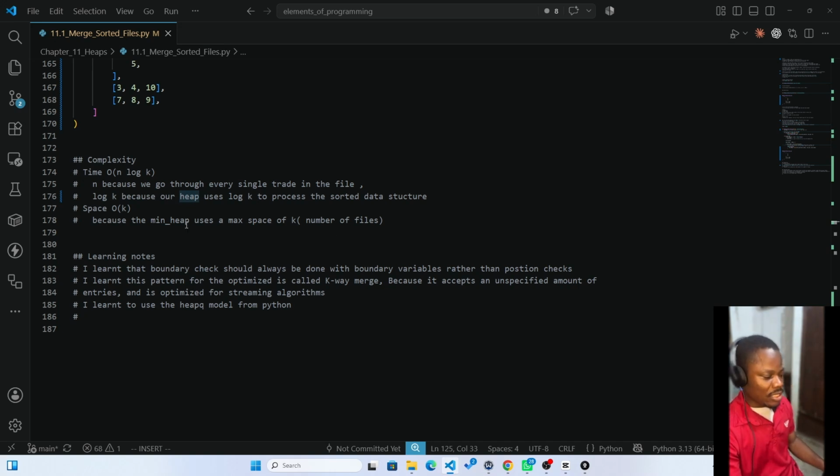So basically that's it. And then when we come to space, it's basically asking what is the maximum amount of data you hold in memory while this process is going on. And we will see that in our min heap, because at the maximum point in time, the min heap would have at most one value from each of the lists. So basically that's why we have k here as the solution.